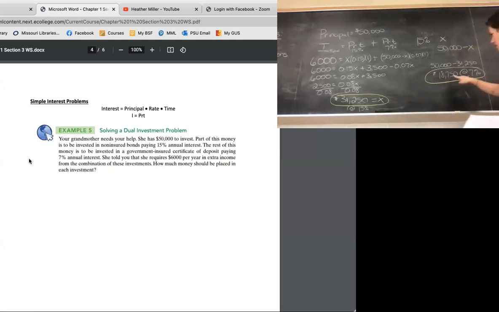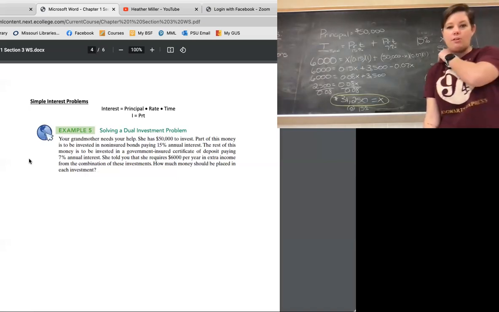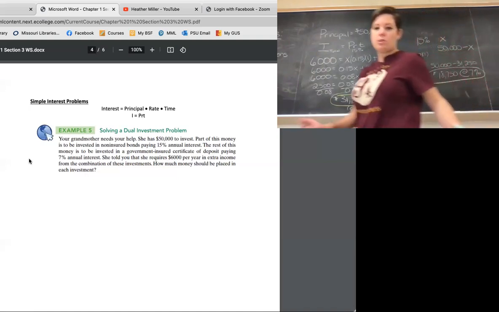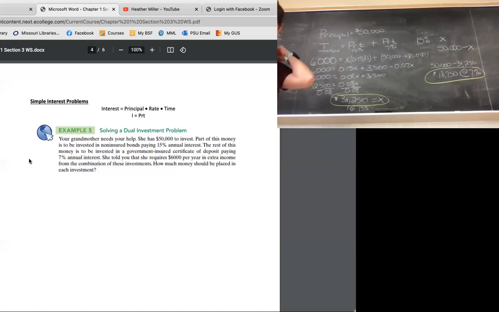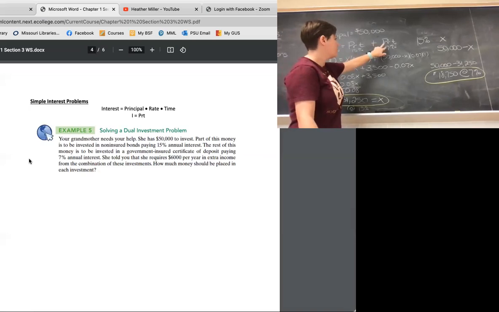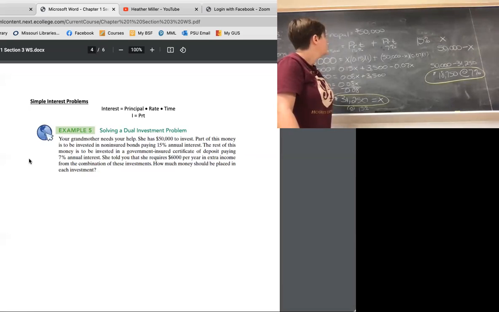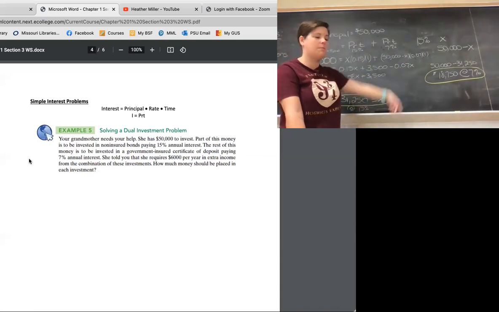31,250 at 15%, 18,750 at 7%. If grandma invests at those rates, she'll make an extra $6,000 each and every year that she has that money invested. Sorry, I'm trying to stay out of the way of the board a little bit. So this one could be a little tricky because you have two different interests that you're combining to get a total interest. So you have to identify that at the beginning of the problem. But it's nice because they gave you how much she's investing overall, and then you're able to come up with the rest of it from there.